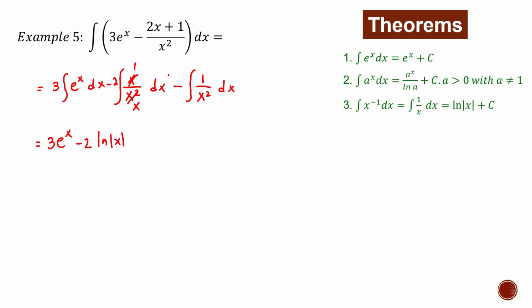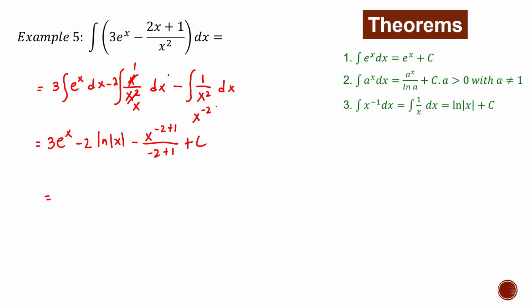Okay. Minus. So 1 over x squared, we understand that that's x raised to negative 2. Okay. And using the basic theorem of anti-differentiation, what we will do is we add 1 to that. So I'm going to put that here. x raised to negative 2 plus 1 over negative 2 plus 1. Let's not forget the c.